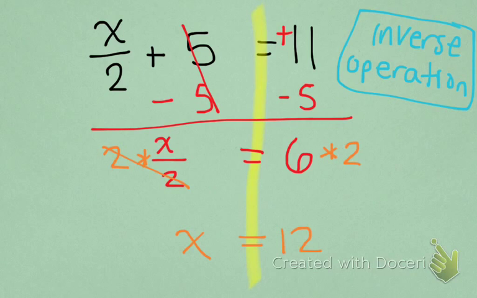Now, just to double check and make sure we did everything right, I'm going to plug it in to the first equation. I'm going to substitute 12 in for x. So 12 over 2, 12 divided by 2 is 6. 6 plus 5 is 11. And that's exactly what we wanted because we had 11 on the right-hand side. So we're done.